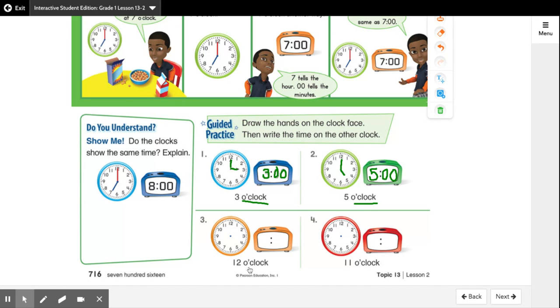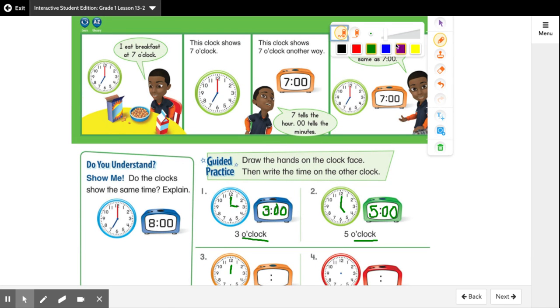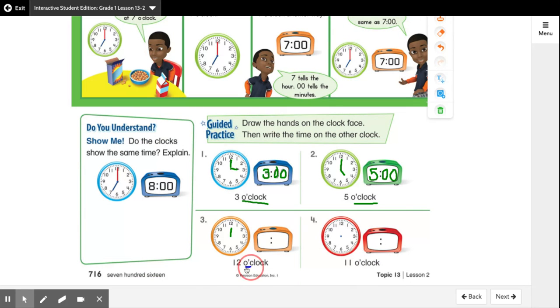All right, let's do this one on the bottom. 12 o'clock. Okay, where would the hour hand point to? If you said 12, awesome job. And what about the minute hand? Where would the minute hand point to? Remember, it's saying o'clock. The 12 as well, right? So I'm changing the color here so you could see both of them. I'm gonna make this overlap here. I made it a little longer than the hour hand.